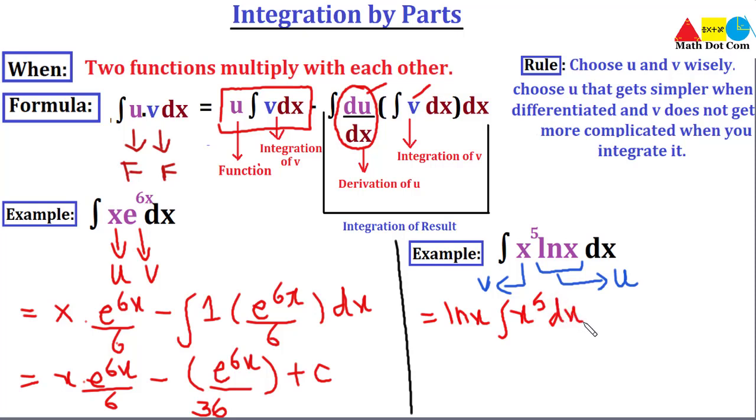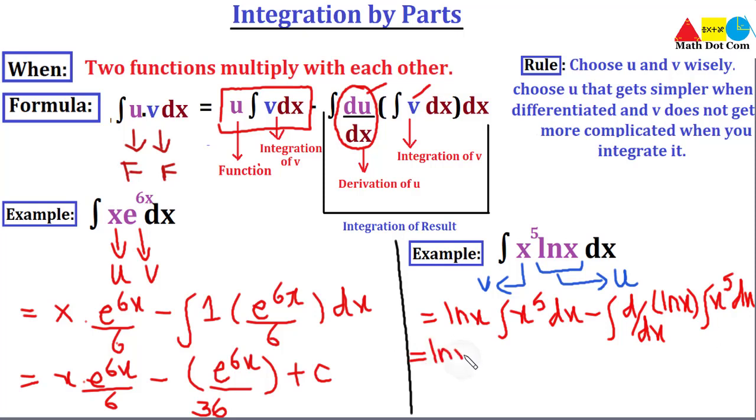We have to take the integral of x raised to power 5 minus the integral of d by dx of which function? We have to take u, that is natural log of x, as we know that the derivative of natural log of x is 1 over x. Then we have to find the integration of x raised to power 5 and dx. Let's see how it will be solved.